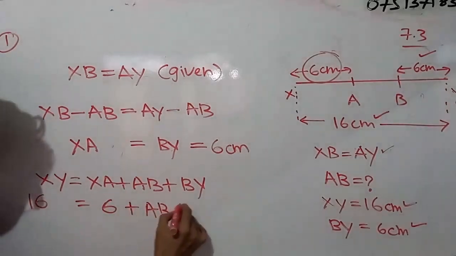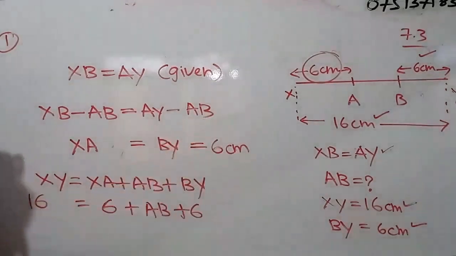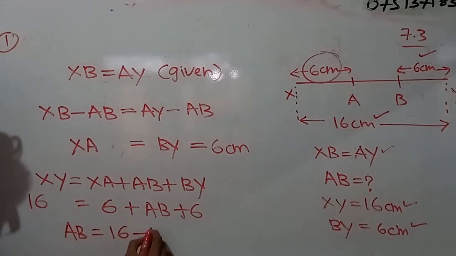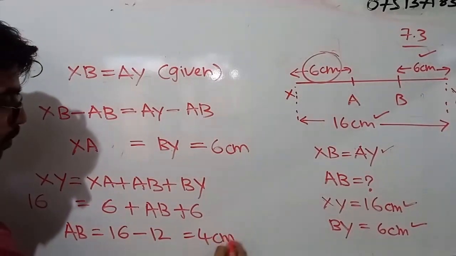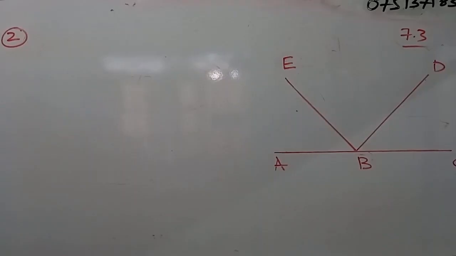AB, we don't know the length, right? That is the length that we are trying to find. BY that is also 6 centimeters. So AB is equal to what? 16 minus 12, no? So we get 4 centimeters. So the AB length is 4 centimeters.